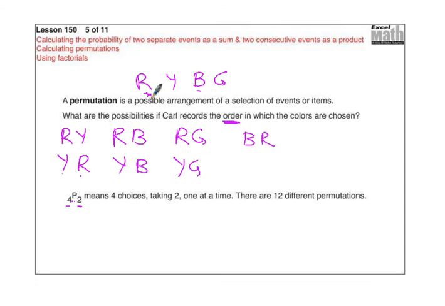I would do red first, right? Blue with yellow, blue with green, good. And then how about all the combinations that can be made with green, right? Green with red, and then green with yellow, and then green with blue. Okay, so notice there's 12 of them this time. 3, 3, 3, 3. 12 different permutations, so when the order matters, you're going to get more of them.